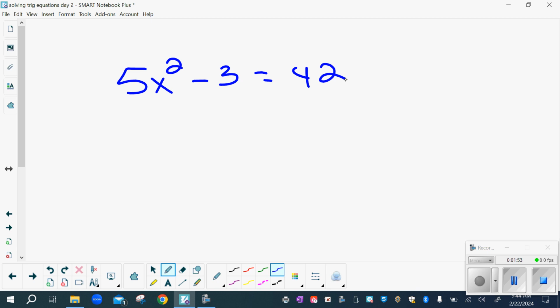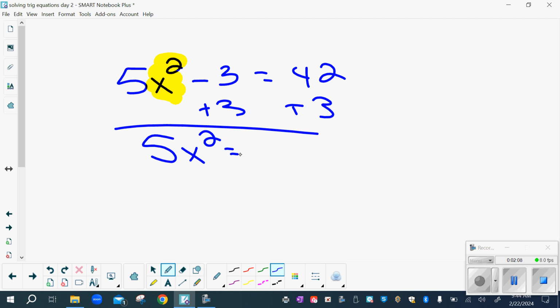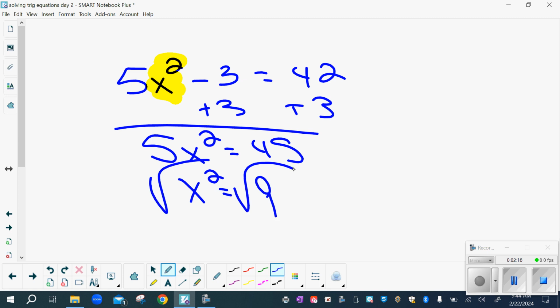When that happens, we get him by himself, right? So here's what we would do back in Algebra 1. We would say, oh, I'm going to add 3 to both sides. It would be so easy. We get 5x squared equals 45. Divide by 5. X squared equals 9. Use our little handy dandy square root tool.